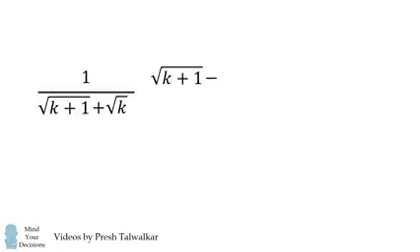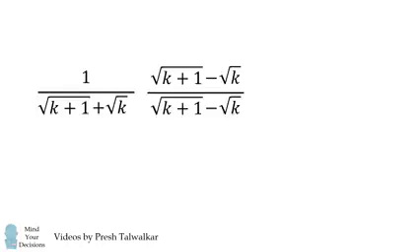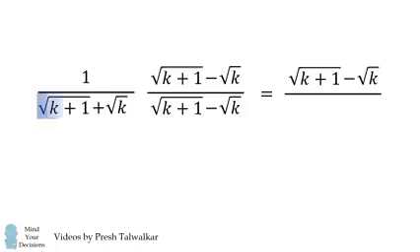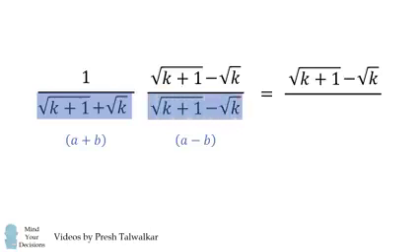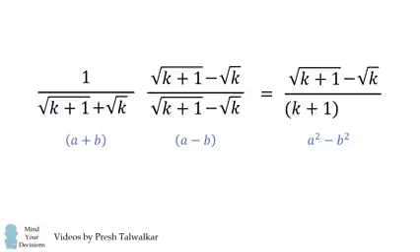Now, we'll multiply both the numerator and denominator by the square root of k plus 1 minus the square root of k. If we multiply both the numerator and denominator, it's the same thing as multiplying by 1. The numerator will simplify to be the square root of k plus 1 minus the square root of k. Now the denominator will be a difference of squares. Here we have a plus b, and here we have a minus b. Thus the result will be a squared minus b squared, which simplifies to be k plus 1 minus k. The terms k will cancel out, and we're just left with 1.